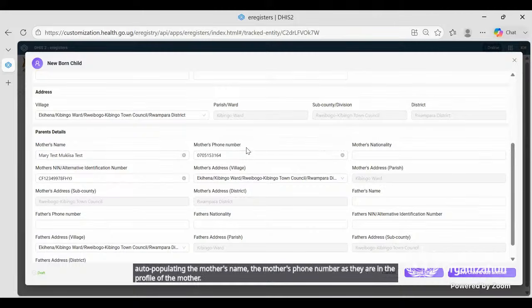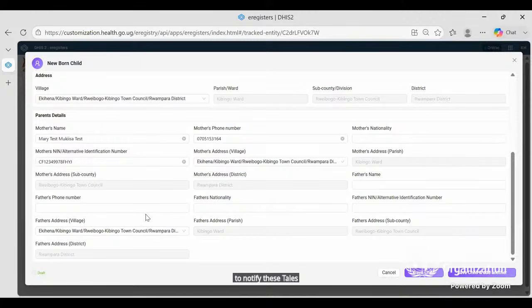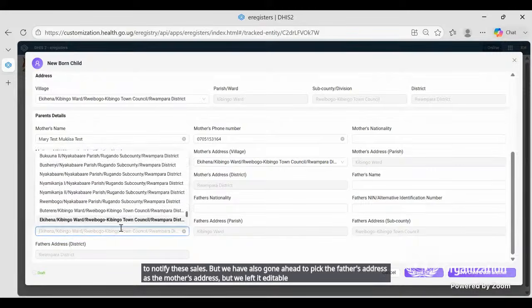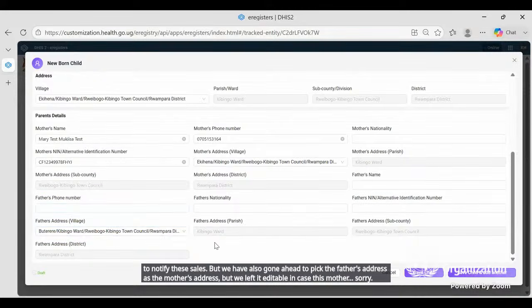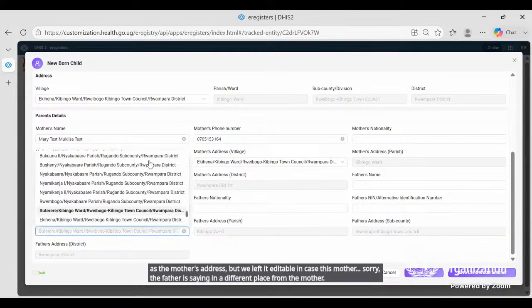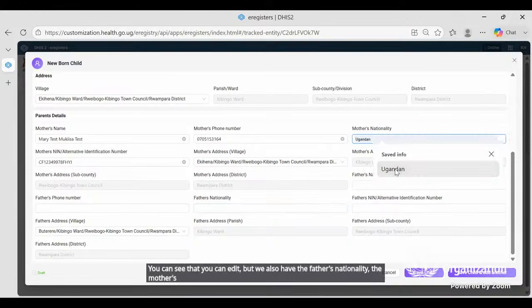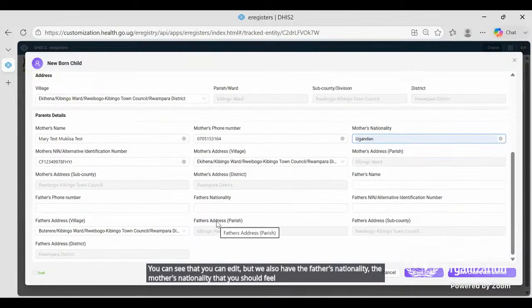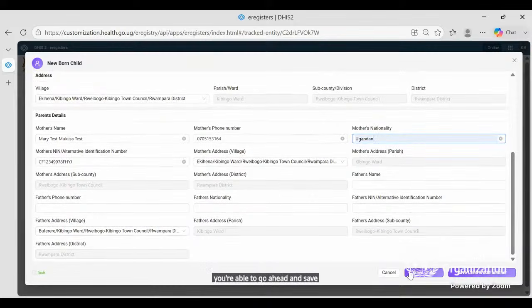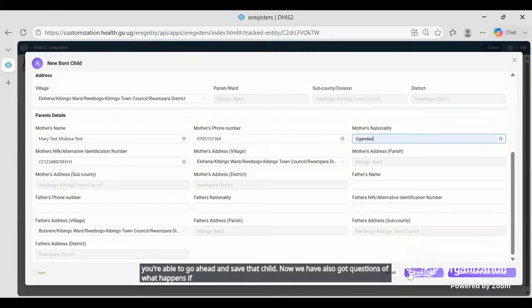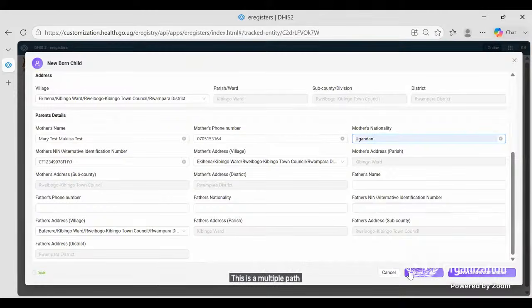They are not repeating entry here because we are using them to notify this child's birth. We have also gone ahead to pick the father's address as the mother's address, but we left it editable in case the father is staying in a different place from the mother. You can see that you can edit, but we also have the father's nationality and the mother's nationality that you should fill, and you're able to go ahead and save the child. Now we have also got questions of what happens if this is a multiple birth. We have twins, we have triplets, we have quadruplets. Here is where you go.